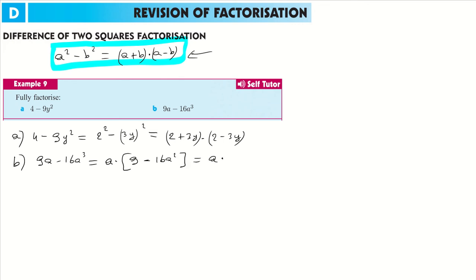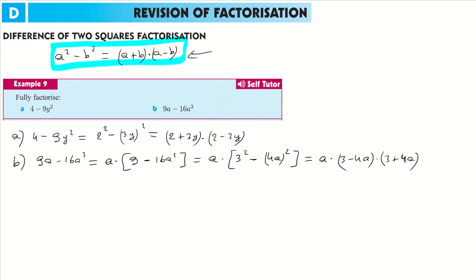So it becomes a times the 9 is a 3 to the power of 2. And the 16a squared I can write down as 4a to the power of 2. And now it's in this form, so I can write it down as a times 3 minus 4a times 3 plus 4a. Now I can see that it's written as a product of its factors. So a times 3 minus 4a times 3 plus 4a.